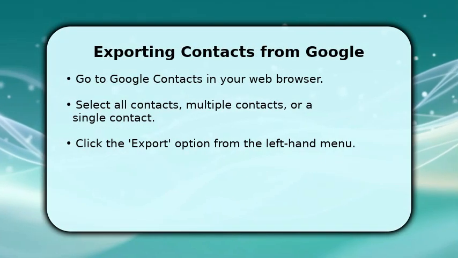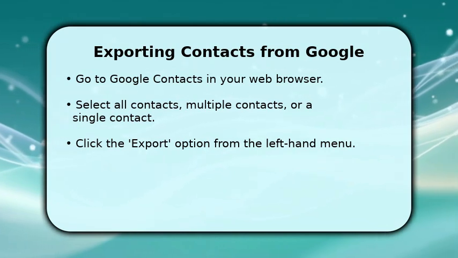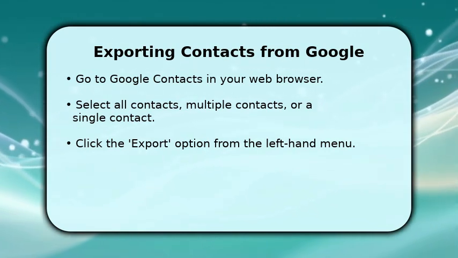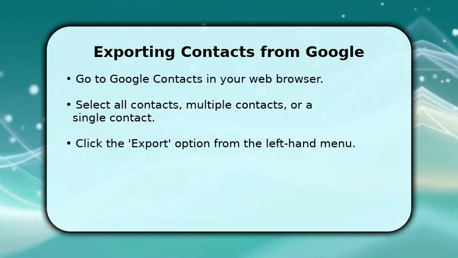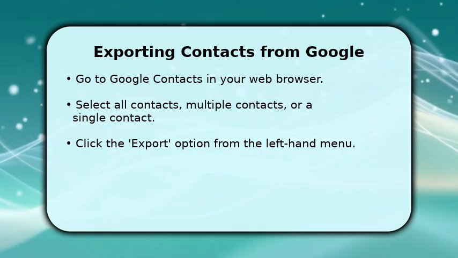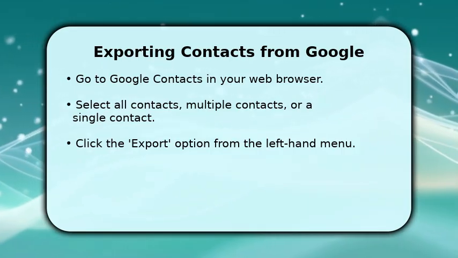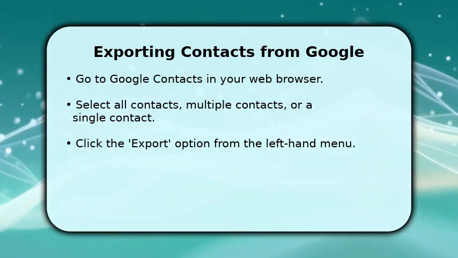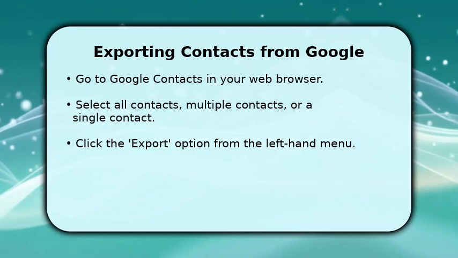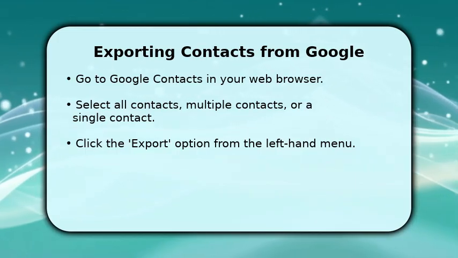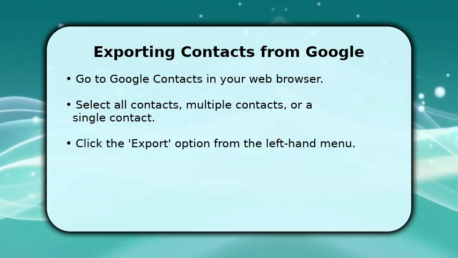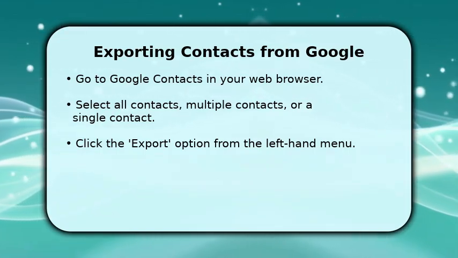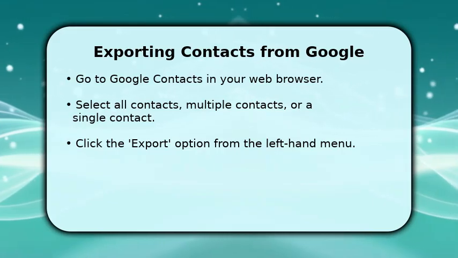To begin, open your web browser and navigate to Google Contacts. You can select all your contacts, choose several specific ones, or even just one. Next, locate and click the Export button, usually found on the left side. You will then choose an export format. Google CSV is great for backups, while vCard is often preferred for Apple devices. Finally, save the file to a convenient location on your computer.